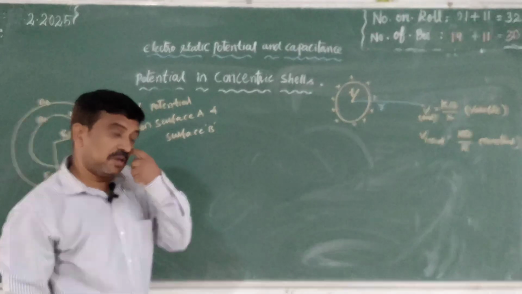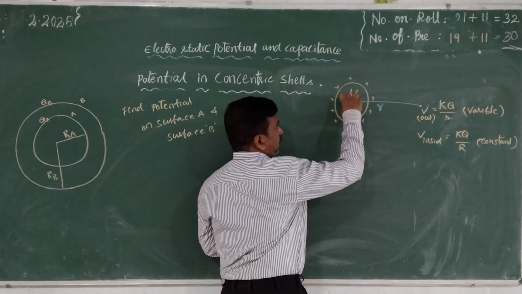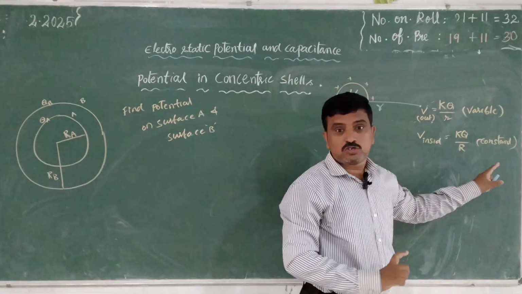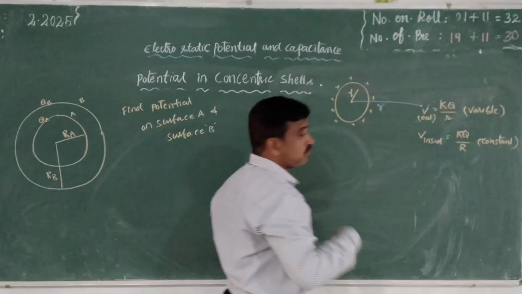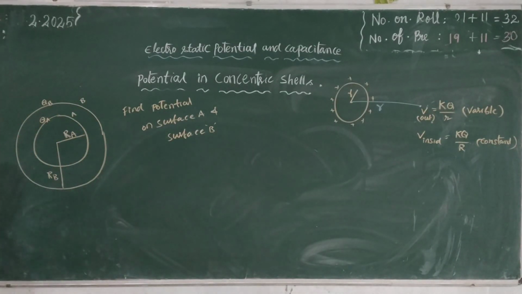For a solid non-conducting sphere, that is different. For conducting spheres, from center to surface it is kQ by capital R, so it maintains constant potential from center to surface. Outside the surface, it is variable. Based on this, we can now do potential in concentric shells.